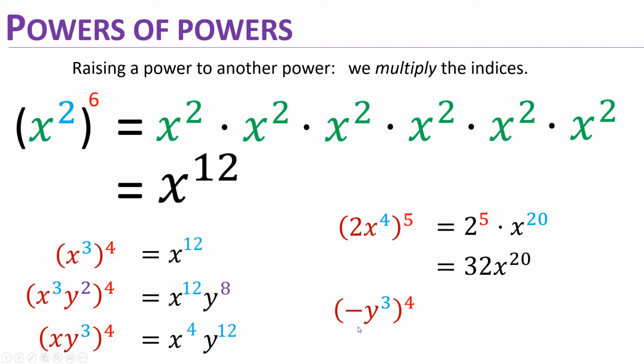And as we saw before, we can treat this negative sign as multiplication by the number -1. So this is -1 to the power of 4 times y cubed to the power of 4. -1 to the power of 4 is +1, and we don't write down the 1 in our simplified formula, so our simplified formula here is just y to the power of 12.